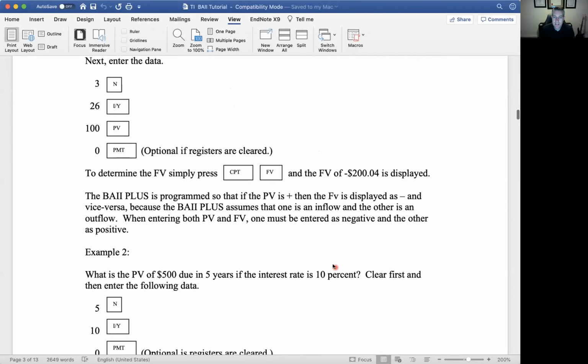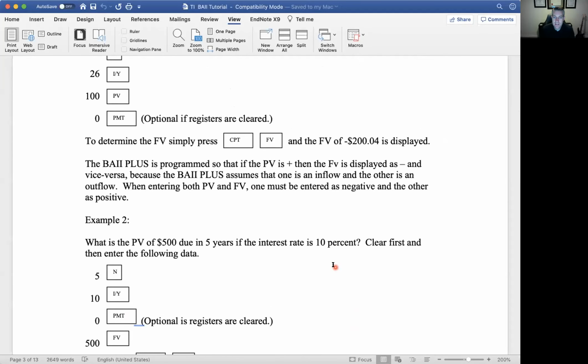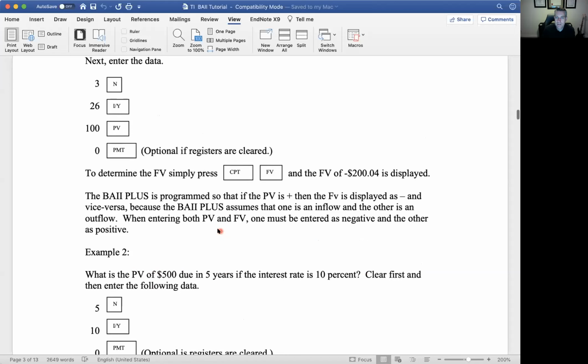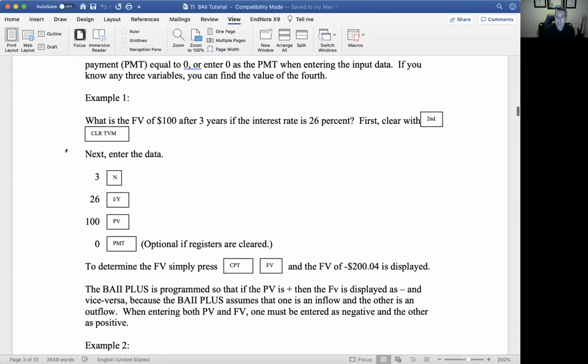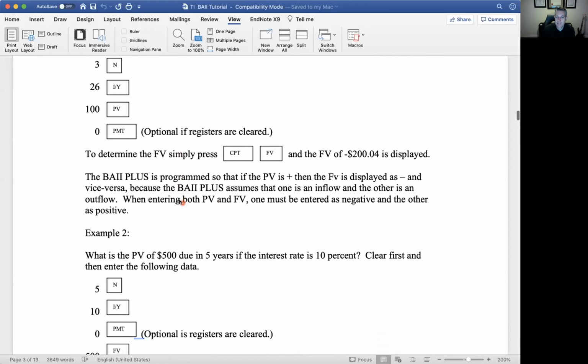Here's another example. In this example, we are trying to figure out what is the present value. We know that 5 years from now, we're going to receive $500 and the interest is at 10%. What is this $500 worth today? Here we're looking at time value of money. So I want you to clear your register. Do you remember how to clear your register? We need to hit second and then clear TVM.